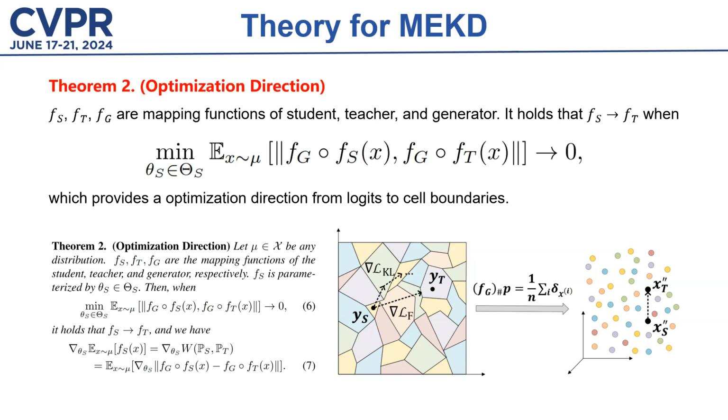This leads us to propose a new optimization direction, moving from logits to cell boundaries. This approach aims to align low-dimensional logits by minimizing the distance between two generated images in high-dimensional space. Furthermore, we posit that an image, rich in fine-grained information, can serve as an additional knowledge source, providing diverse gradient directions for updating the student model parameters. The combination of image-level loss with coarse-grained logit-level loss can significantly enhance the distillation effect.